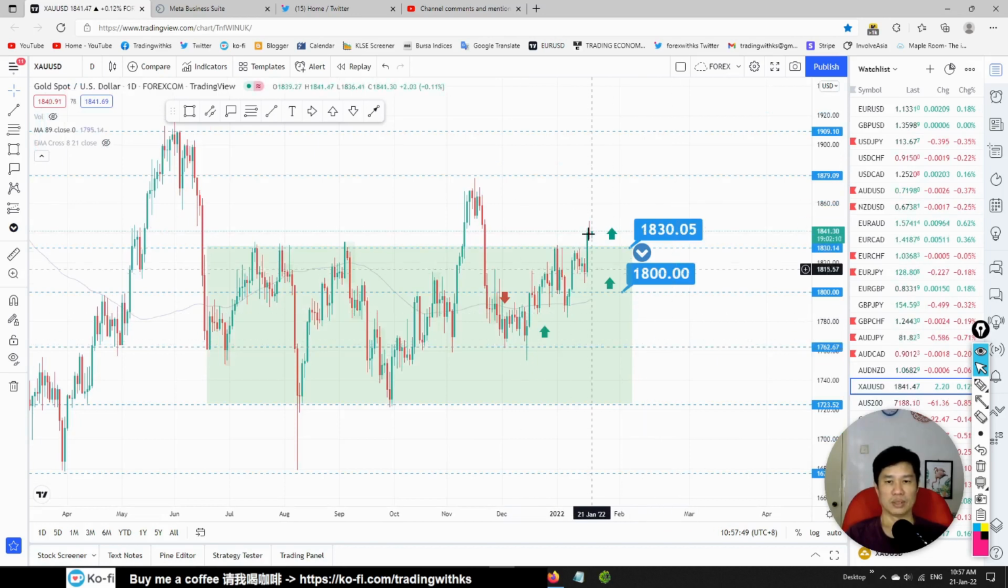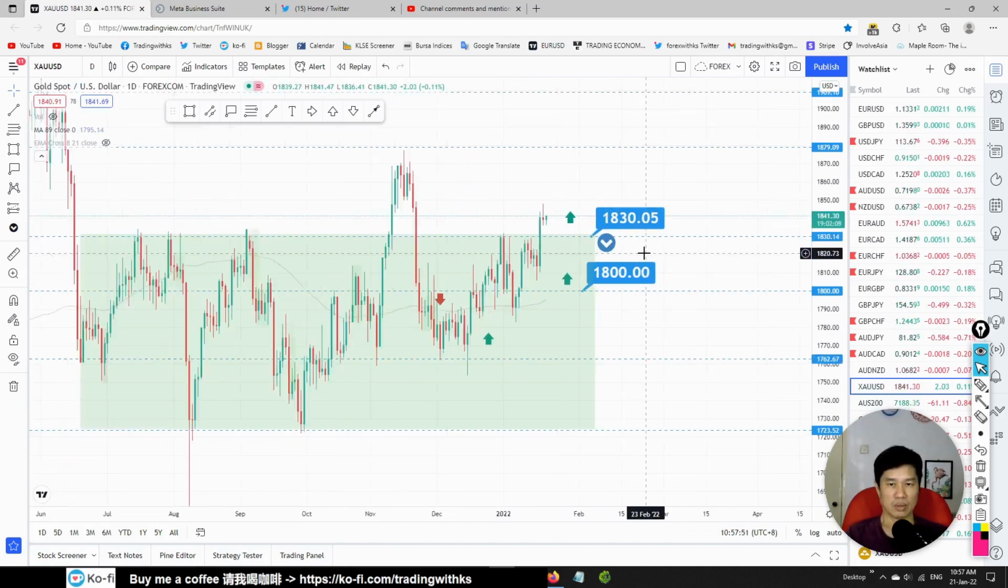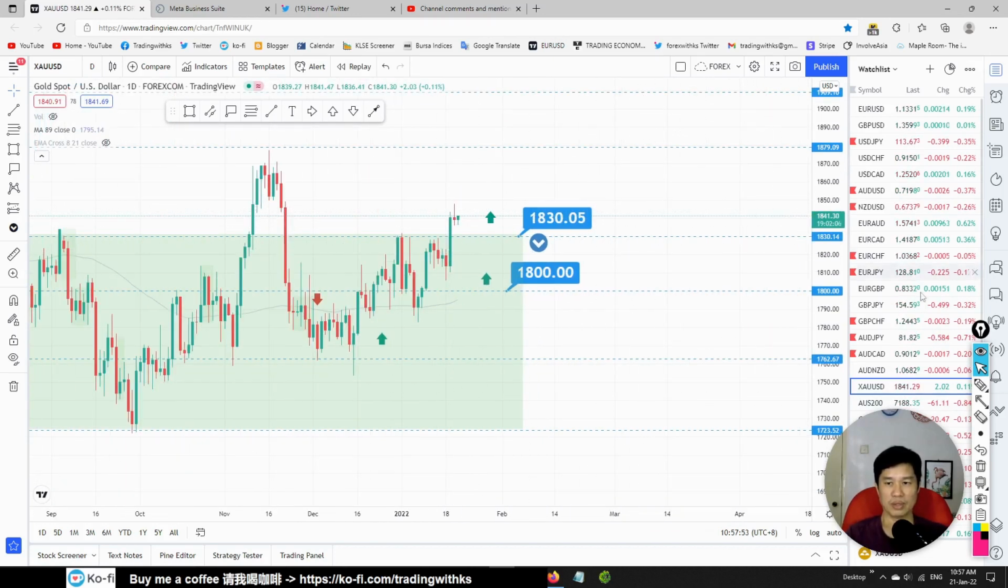1.07173. Okay, look at gold. Gold has broken through. We are looking for a retest over here. Price comes back to this 1830 and rebounds. There's a possible buy opportunity, as I said.